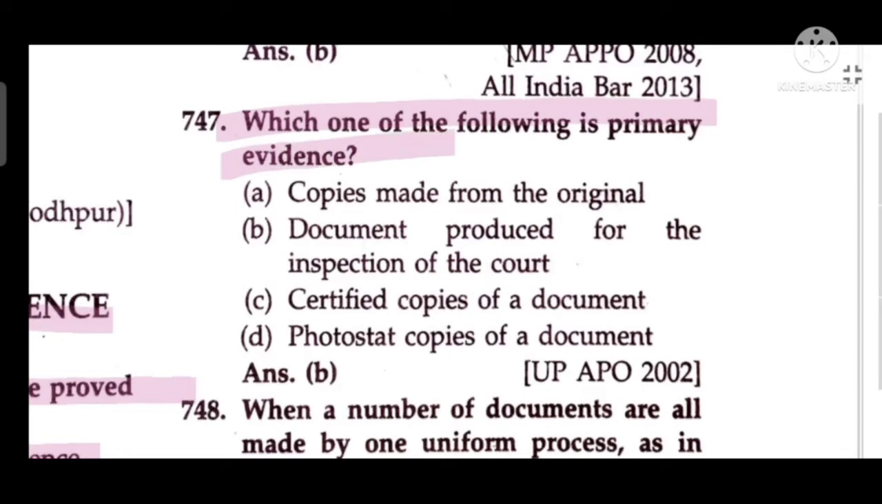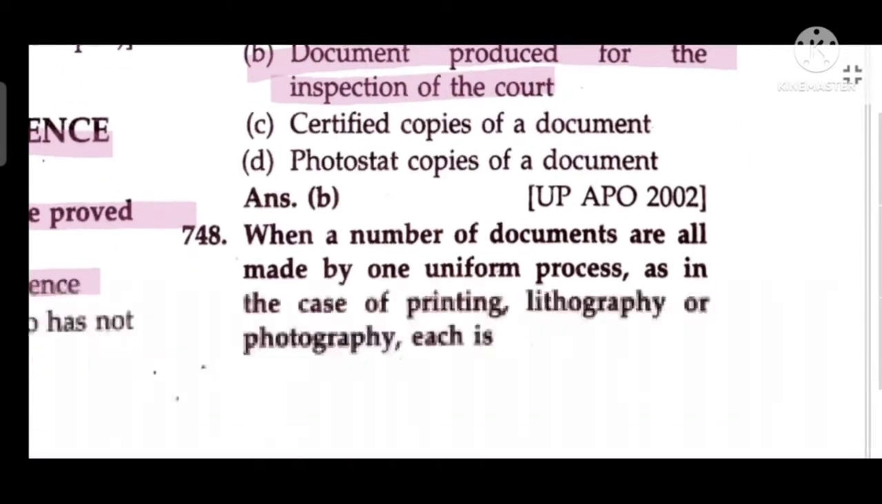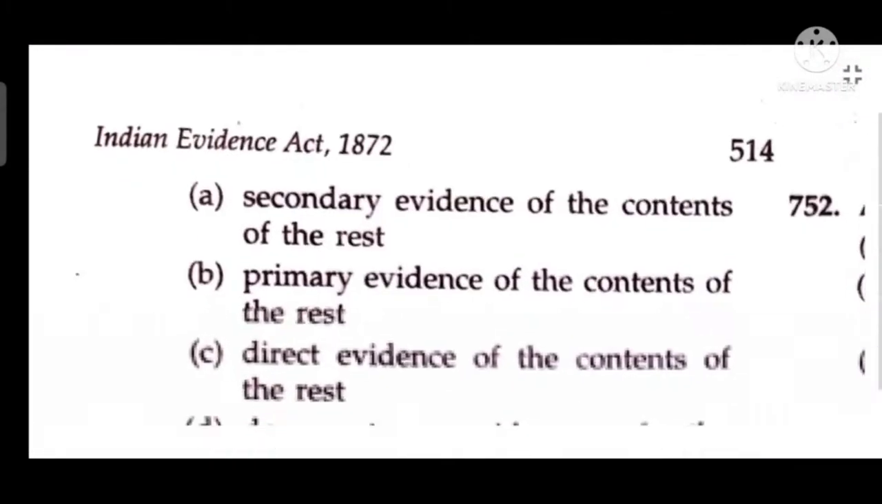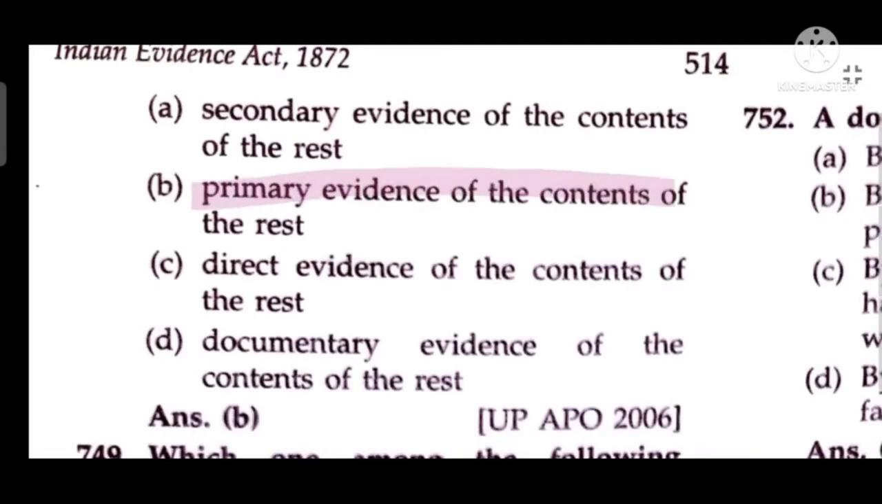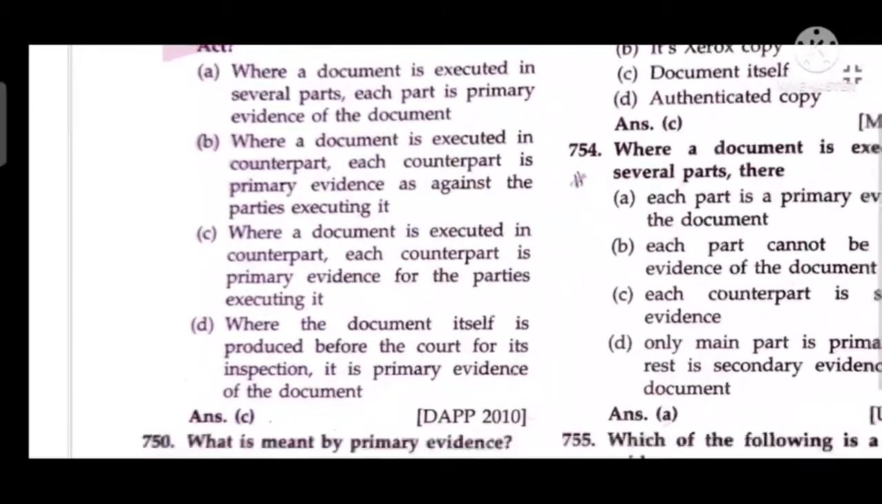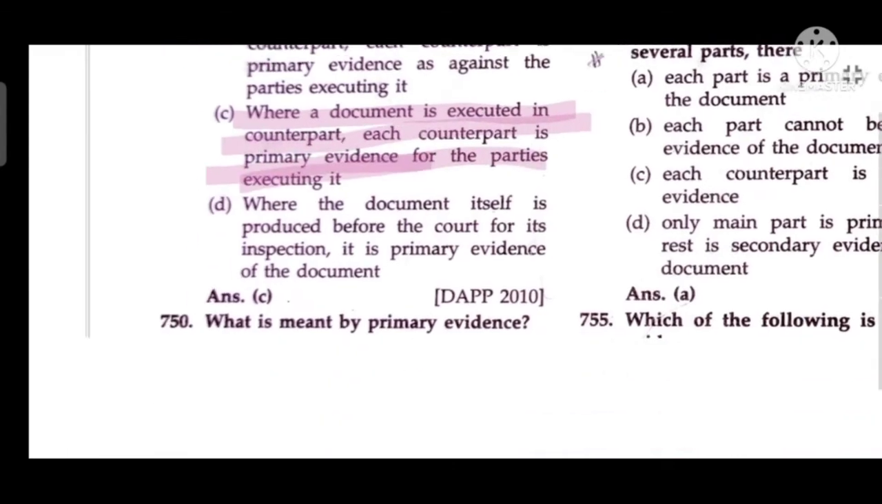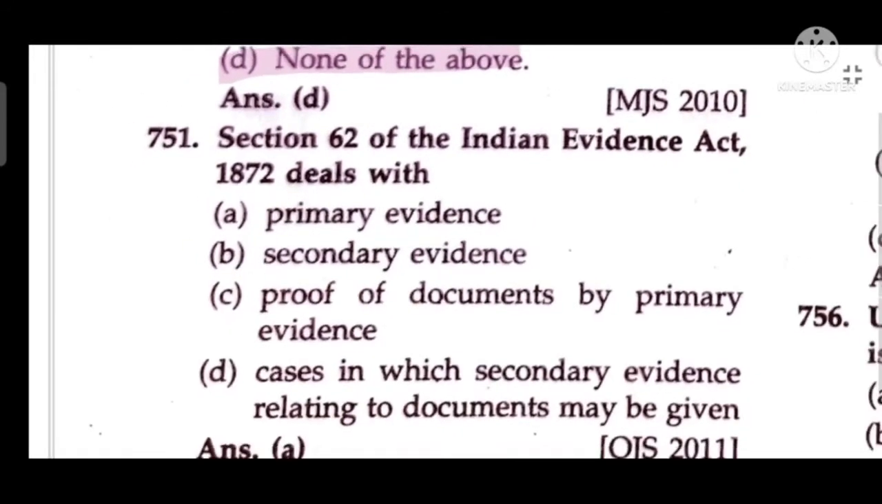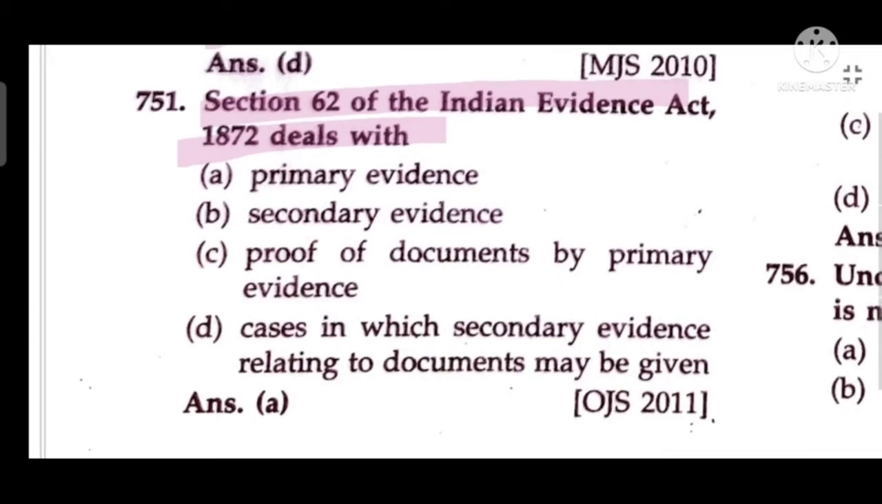Which one of the following is a primary evidence? A document produced for inspection of the court. When the modes of the document are all made by the uniform process, as in the case of printing, lithography and photography, each is primary evidence of the contents of the rest. Which among the following statements is not correct according to the provisions of the Indian Evidence Act? Where the document is executed in counterpart, each counterpart is primary evidence for the party executing it. What is meant by primary evidence? None of the above. Section 62 of the Indian Evidence Act 1872 deals with primary evidence.